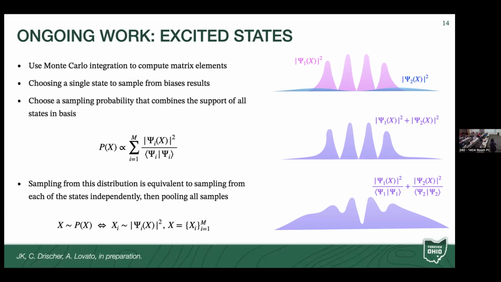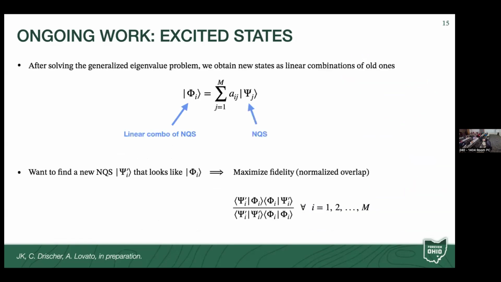So we have been normalizing each of these distributions and then computing these matrix elements using samples from this combined probability distribution. This is equivalent to just sampling each of your states independently and then combining all of those samples together. The tricky part then is to compute the correct weights for all of the probabilities.